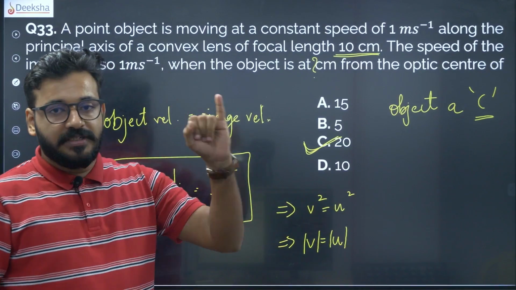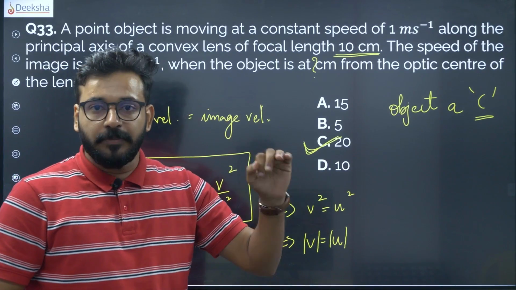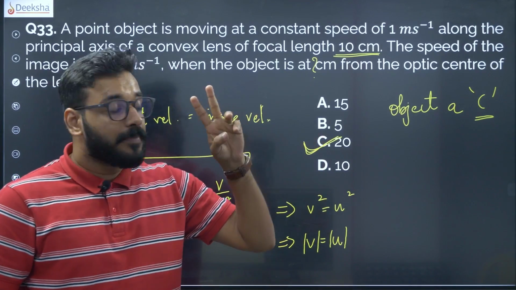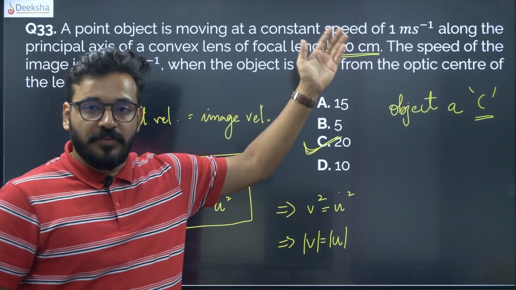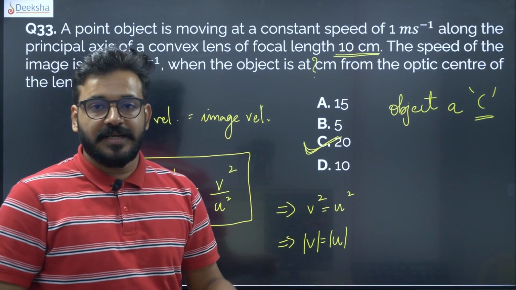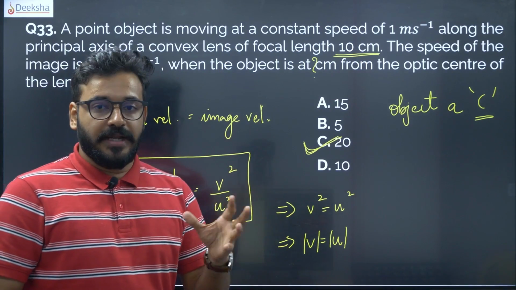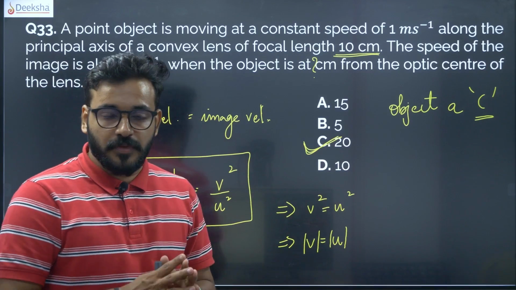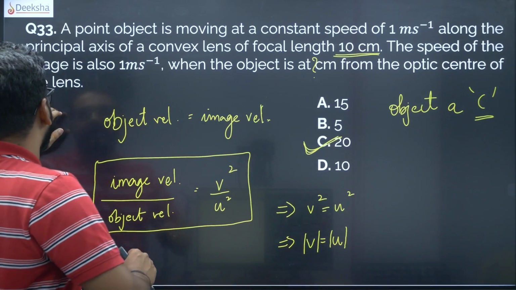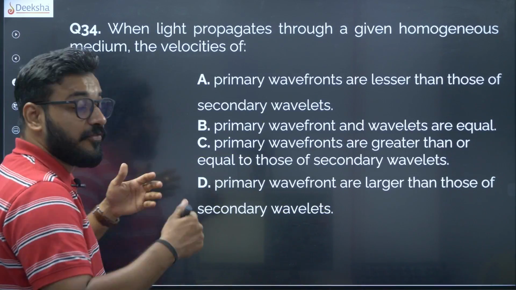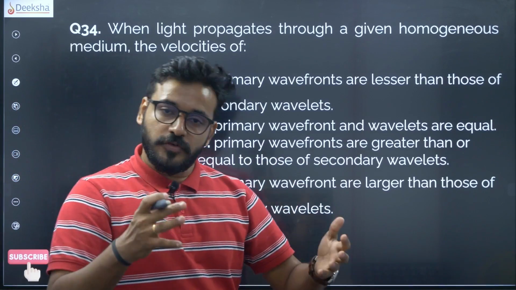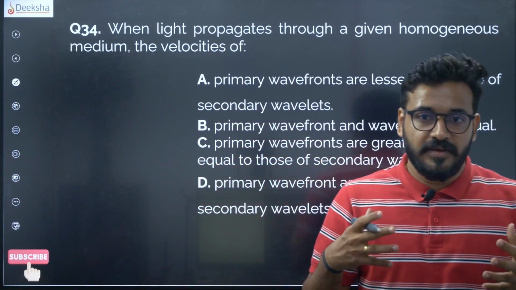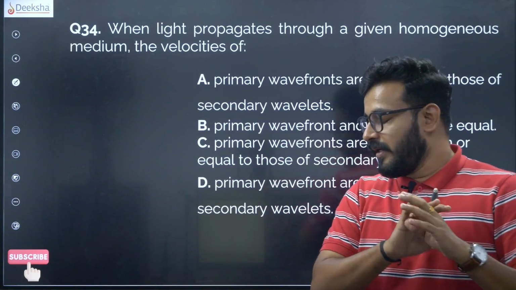So this is the clue. Object velocity and image velocity are the same, that means object distance and image distance are the same. That means if the focal length is 10, the object is at C, that is R, the radius of curvature distance away from the optical center, that is 20. All right, fine. This is actually a very simple question, very easy if you knew the formula. Most of you have a problem because you wouldn't have known the formula. If you know the formula, it's very simple.